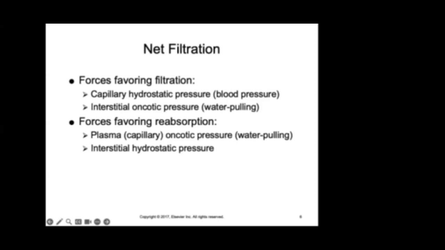One of the main components of plasma oncotic pressure is albumin, which is made by the liver. The liver makes plasma proteins as one of its many jobs, and if you lack albumin, you're going to lack oncotic pressure, and you're going to leak fluid into other compartments.